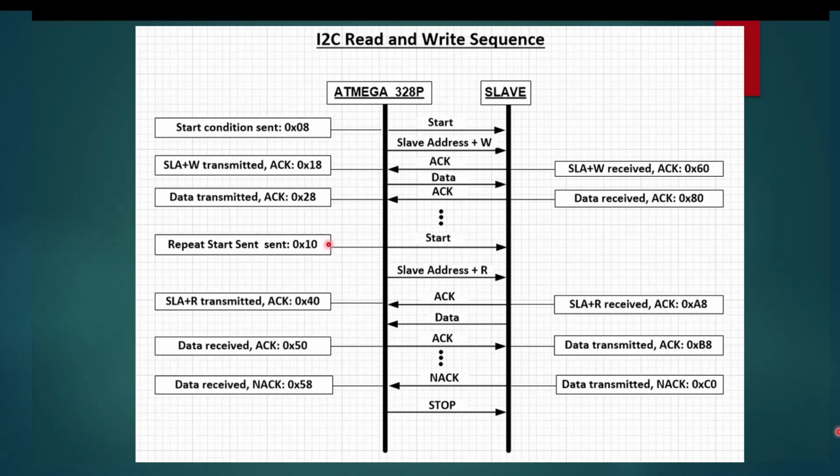So after it gets the repeat start status code of 10, that means that the start command was successful, and now it's going to transmit the slave address plus read. After transmitting the slave address plus read, it's going to monitor the status register until it gets a hex 40 status, which means that the slave got the address plus read command and acknowledged it.